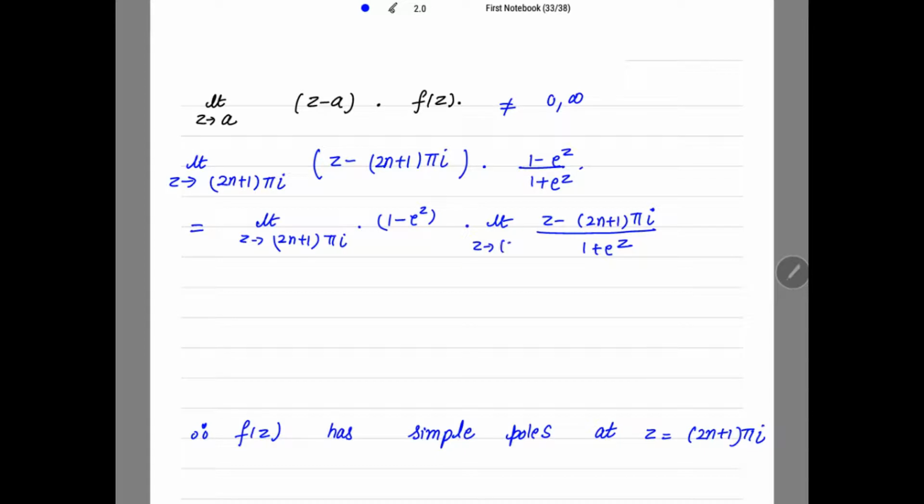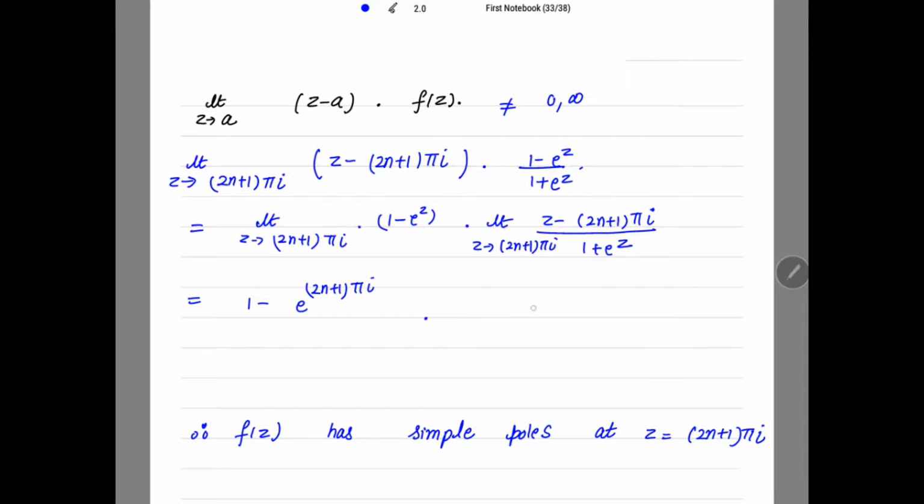Limit z tends to (2n+1)πi. Now what is this limit? Put z equal to (2n+1)πi over here. This is 1 minus e to the power (2n+1)πi, and because it is 0 by 0 form, applying L'Hopital's rule, I'm differentiating the numerator and denominator.